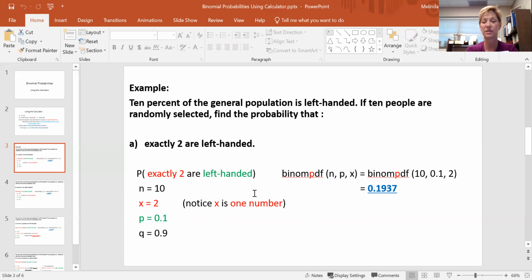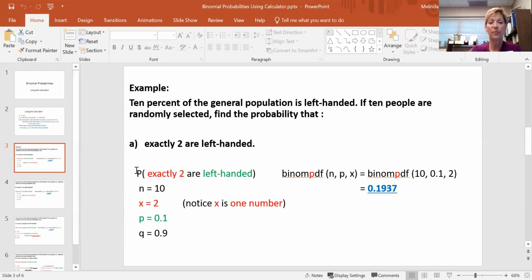So when you write 10% as a decimal, you get 0.10 or just 0.1. That's what it reduces to. But if you want to put 0.10, that would be fine. Remember, the way you get Q is 1 minus P. So 1 minus 0.1 is 0.9 or 9/10.